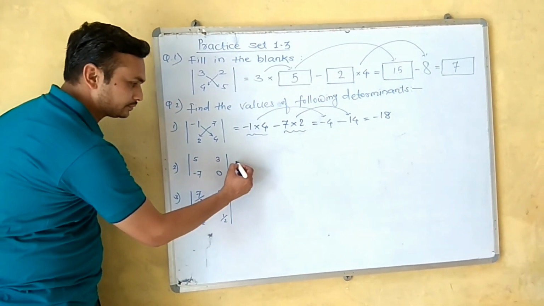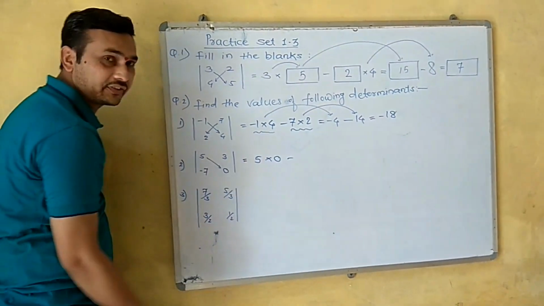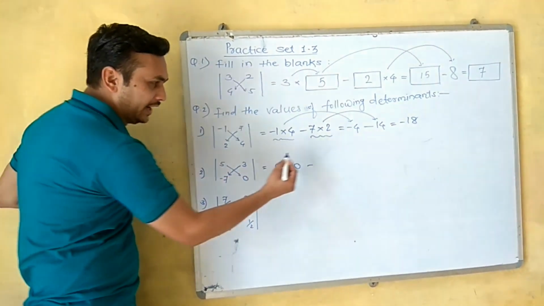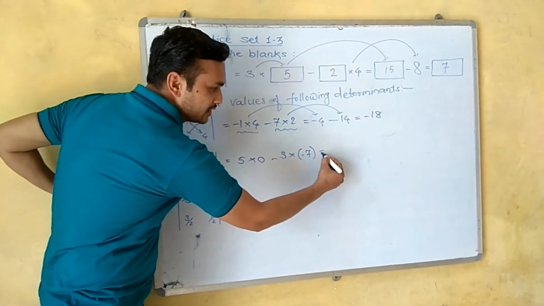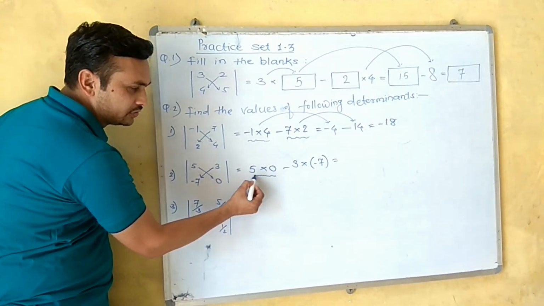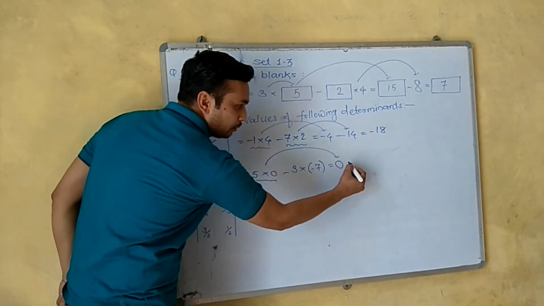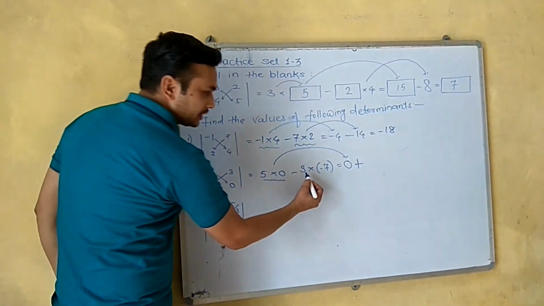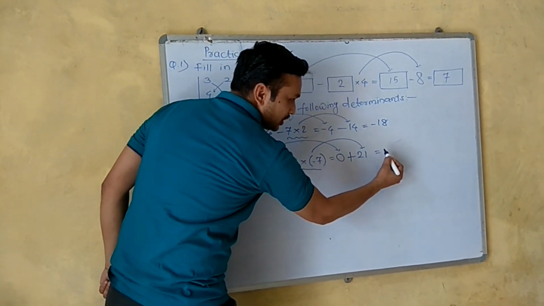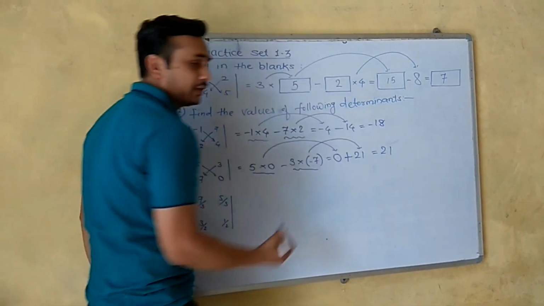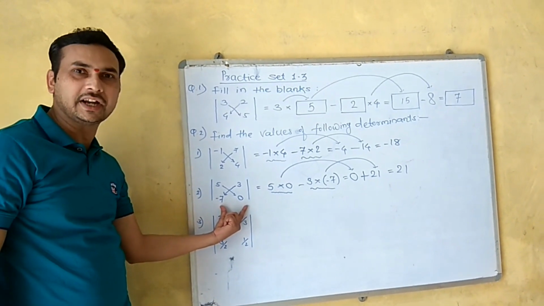So minus 18 is the value of this determinant. Similarly, second, 5 into 0 minus 3 into minus 7, that is equal to 5 into 0, 0, minus into this minus, plus 3 into 7, that is equal to 21. So 0 plus 21 equals 21. So 21 is the value of this second determinant.